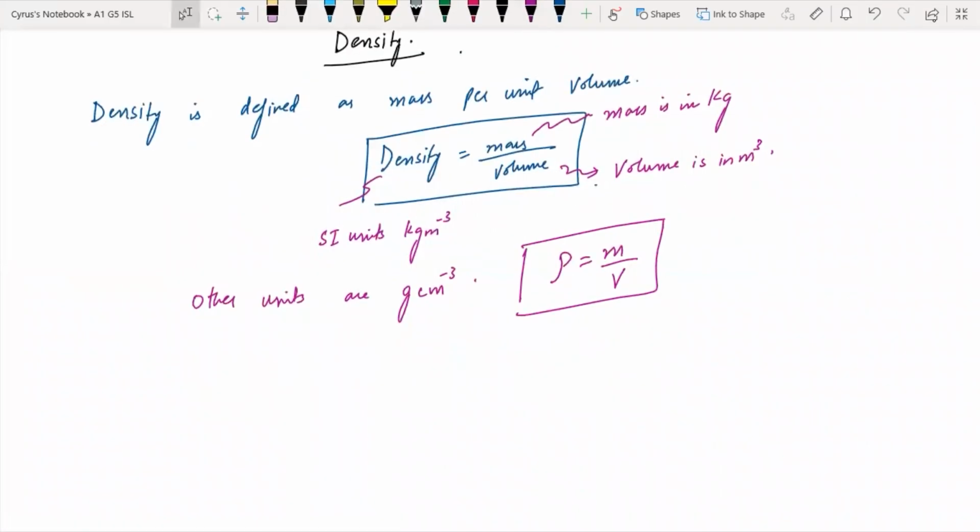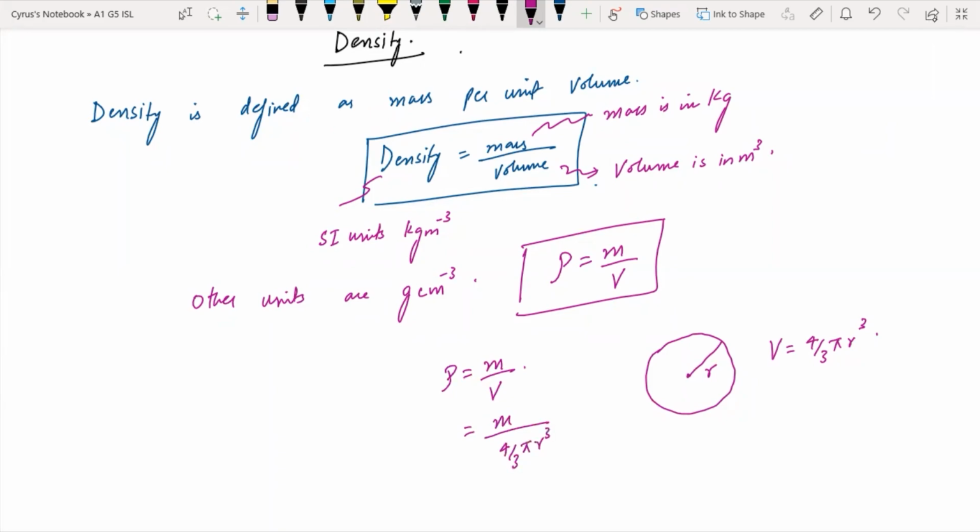उसके बाद अगर आपको कोई sphere दे दे, for example, with a radius r, so you should know that the volume of the sphere is 4/3 pi r cube. The volume of the sphere is 4/3 pi r cube, and the density would be what? You'll write here m over v, where mass is m and volume is this, and you'll be able to calculate the density. 4/3 pi r cube. So this is how you will calculate the density of an object, right?